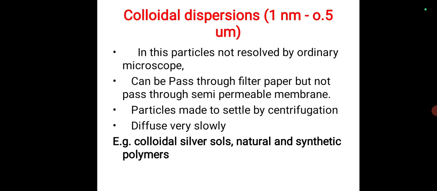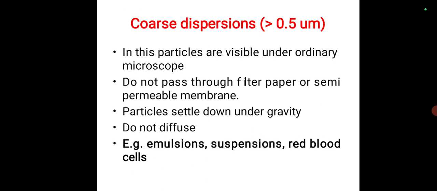Next, the particles can be settled by centrifugation techniques. Diffusion is very slow, because as particle size increases, molecular weight increases, so diffusion is affected by molecular weight. Next, examples of colloidal dispersion: colloidal silver salts, natural and synthetic polymers.